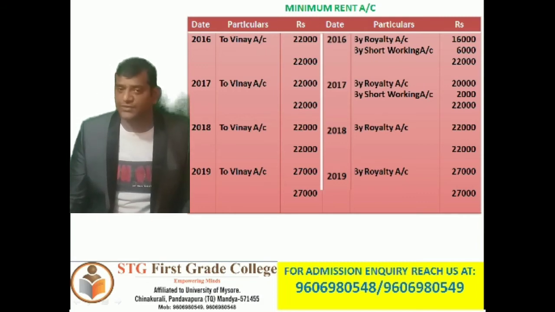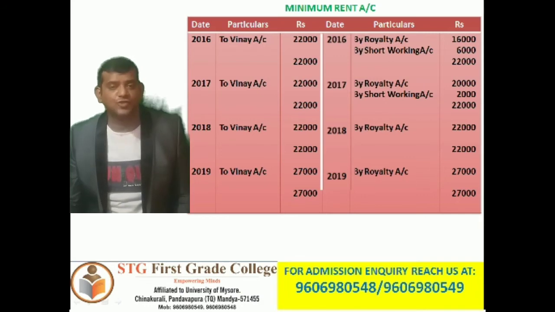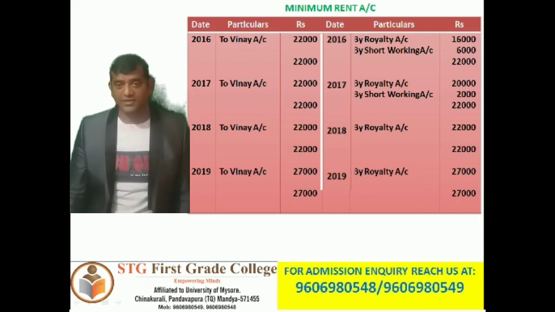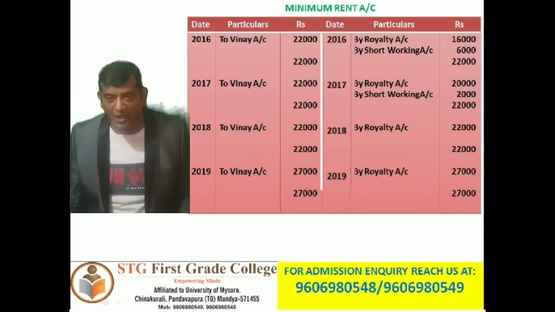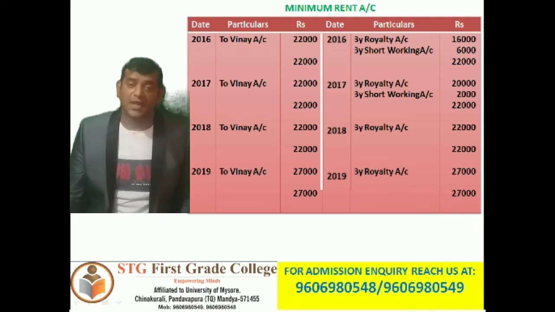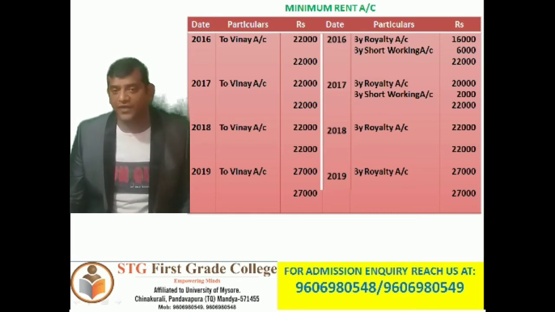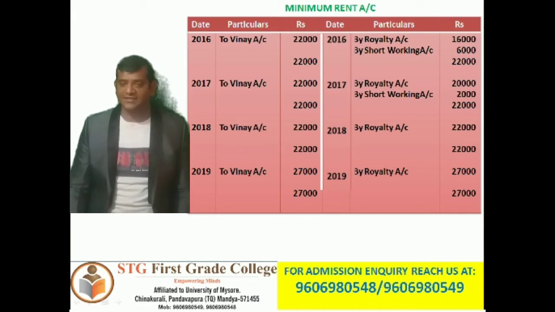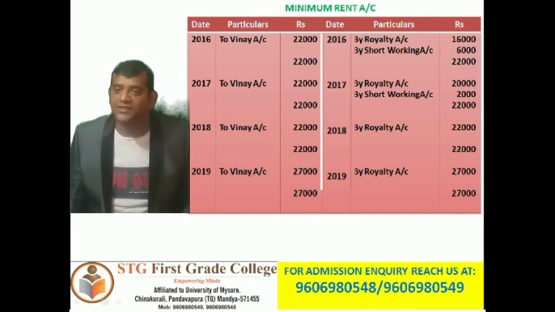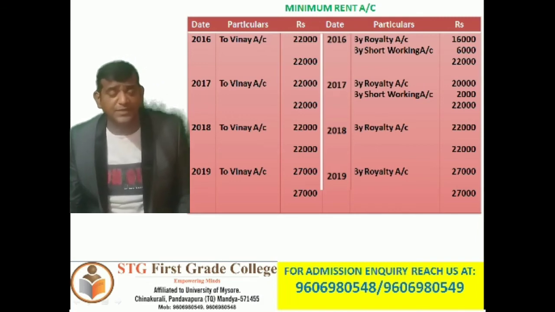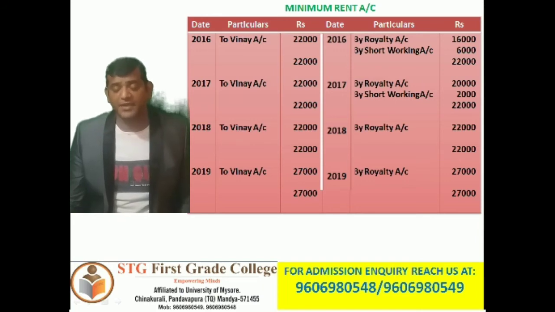In the year 2018, to Vinay account 22,000; 2018 by royalty account 22,000, both the sides total 22,000 and 22,000. In the year 2019, to Vinay account 27,000 and 2019 by royalty account 27,000. So we are done with the minimum rent account.